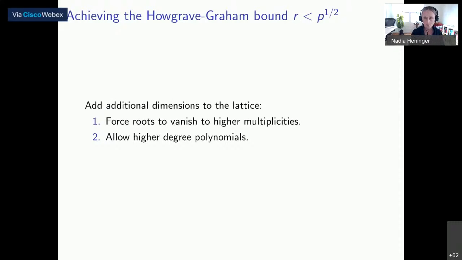Of course, n to the 1/6 is not n to the 1/4. And so in order to achieve the fully general bound, you do have to construct a larger lattice. You add additional dimensions by asking your roots to vanish to higher multiplicities and allowing higher degree polynomials. The specific calculations of how to do this are a little bit annoying. So I'm going to wave my hands at this point. And it's a little bit of a black art figuring out the right construction to use here.